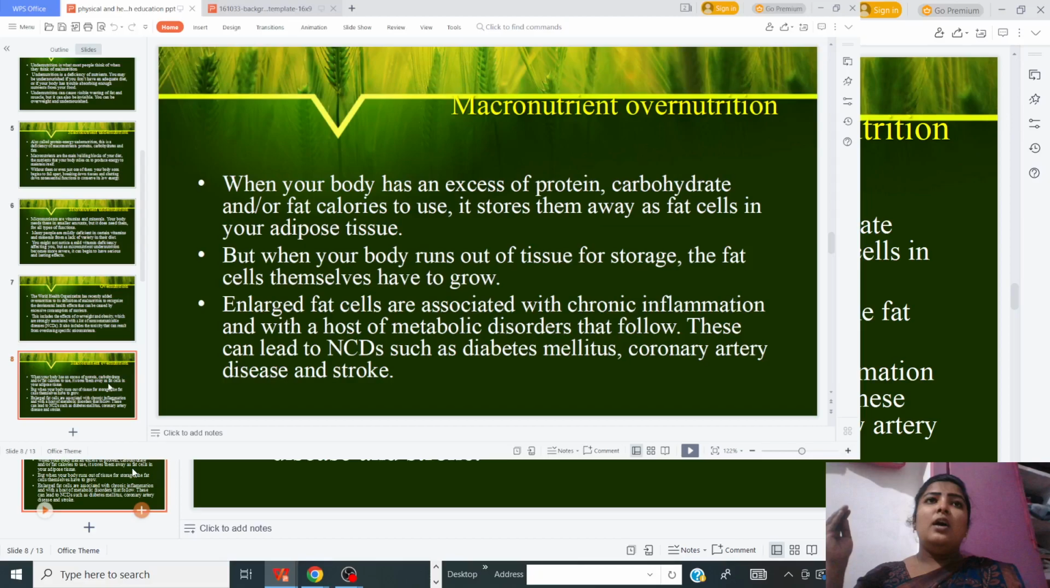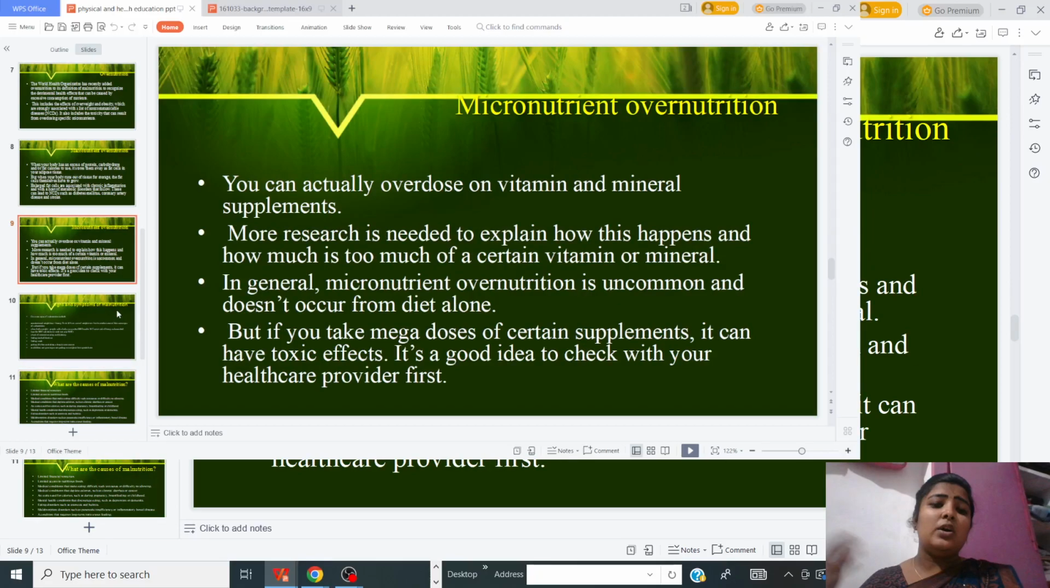Next we move on to micronutrient overnutrition, which means overdosing on a vitamin, a mineral or supplements. Recent research is needed to explain how this happens and how much is too much of certain vitamins and minerals, even from diet alone. It is a good idea to check with your healthcare provider first. After that only should you decide what amount of food to take in.